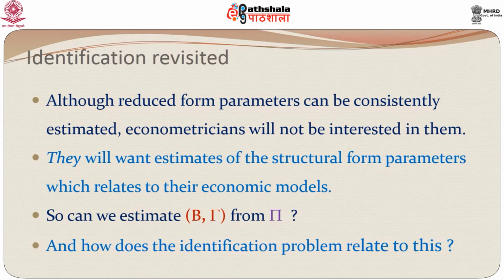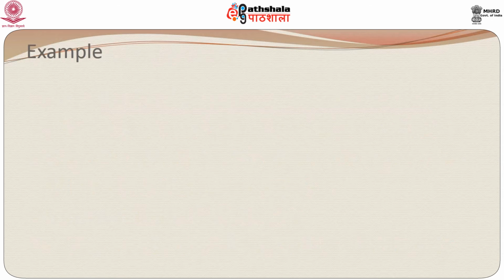And how would this problem relate to the identification problem that we had been talking about? Let us see this through an example. Let us take g equal to 2 and k equal to 2. That is, there are two endogenous and two exogenous variables.